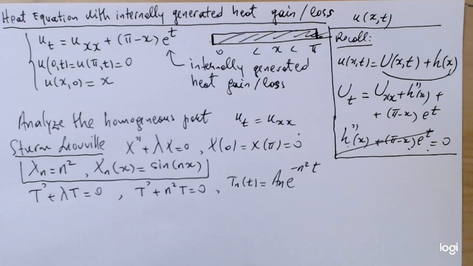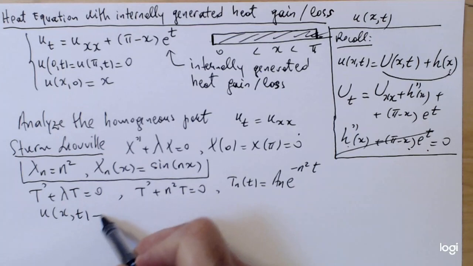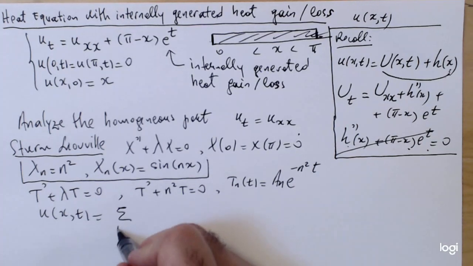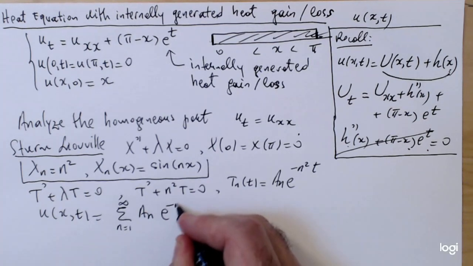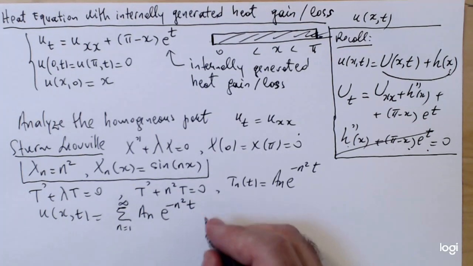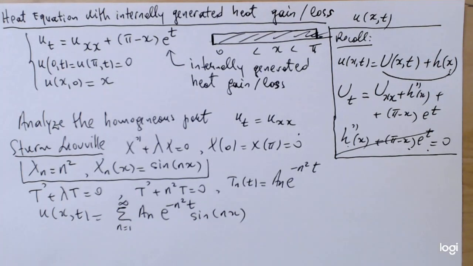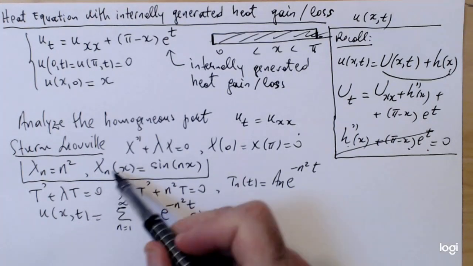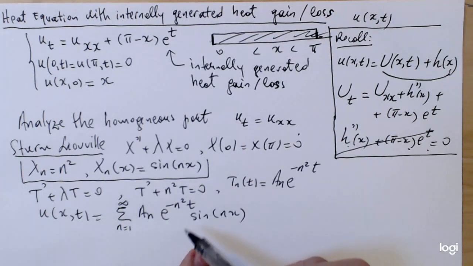So if you were to solve the homogeneous part of the equation, your solution would be the summation from 1 to infinity, some constant an, e to the minus n squared t, sine of nx. So you'll see later you don't have to do all of that. The only thing you need to do is to come up with the eigenfunctions, and then you will determine the coefficients of the eigenfunctions in the solution by different means.